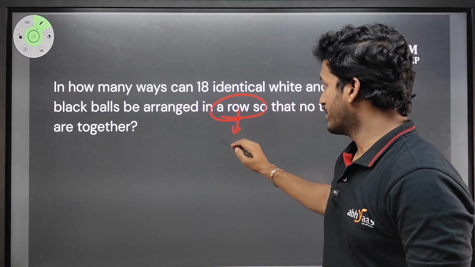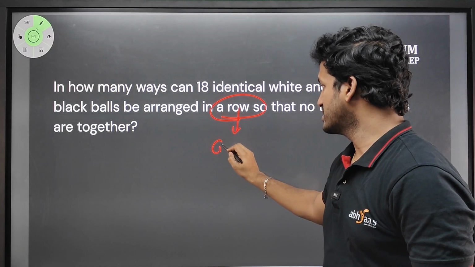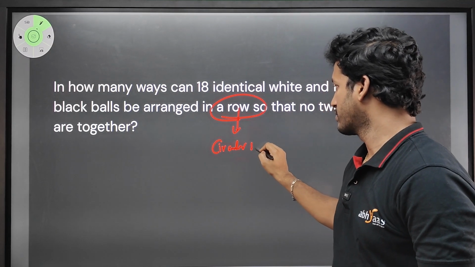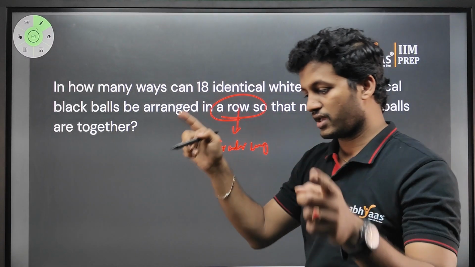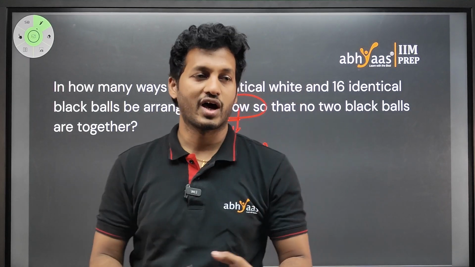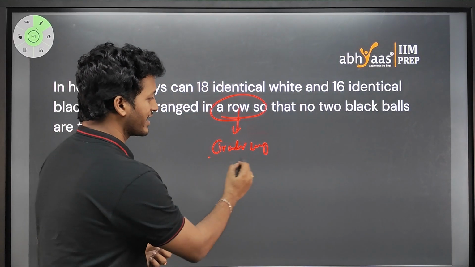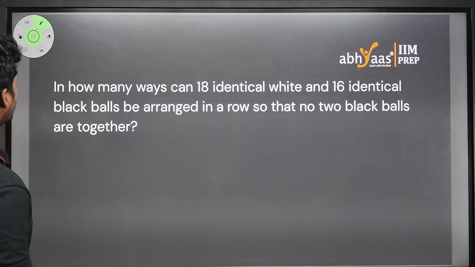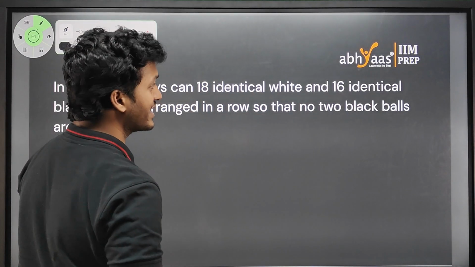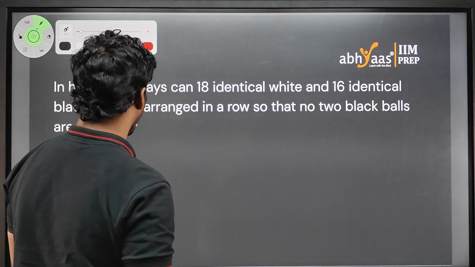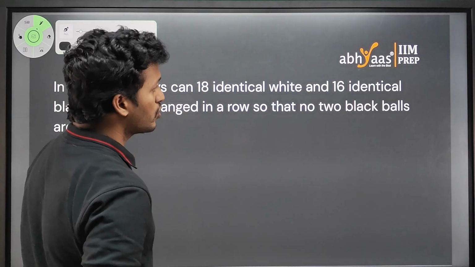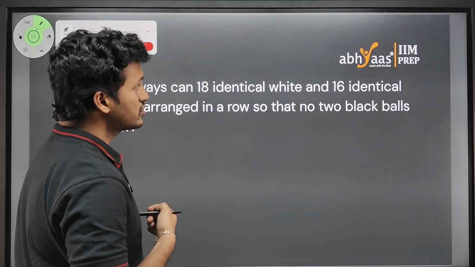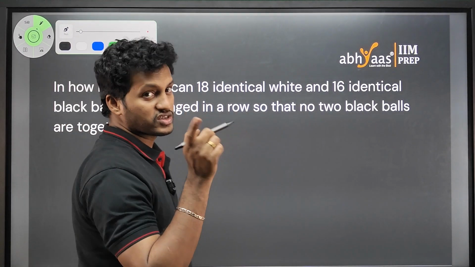When this is a row, this is not a circle. Why? If it is arranged in a circular way, make it a garland out of it, a ball garland. So if you take a circular arrangement, what will be the answer? So let me do it with a row arrangement. In how many ways can 18 identical white and 16 identical black balls be arranged in a row such that no 2 black balls are together? I should not make the black balls sit together.